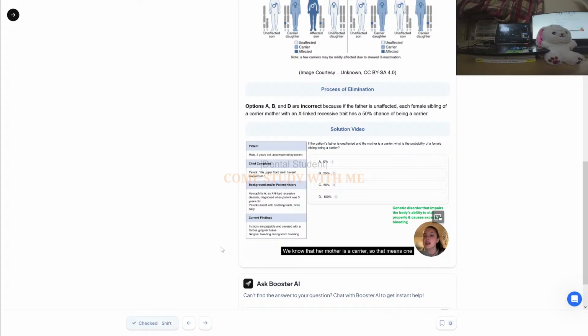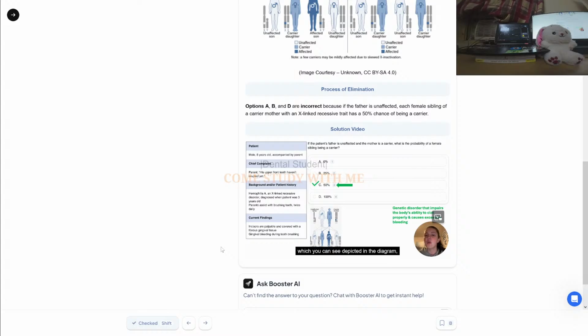We know that her mother is a carrier, so that means 1 of her X chromosomes is mutated and 1 is not. And because it's a 50-50 shot which X chromosome the daughter will receive from her mother, there is a 50% probability of a female sibling being a carrier, making the correct answer choice C.